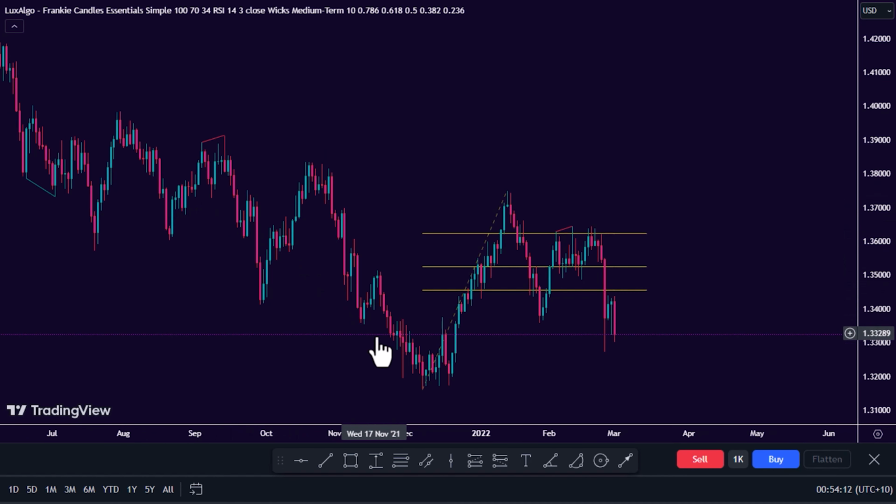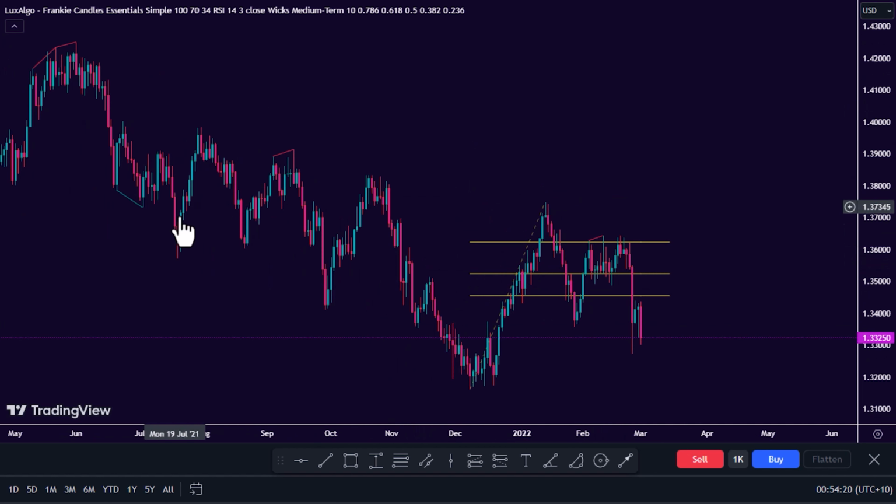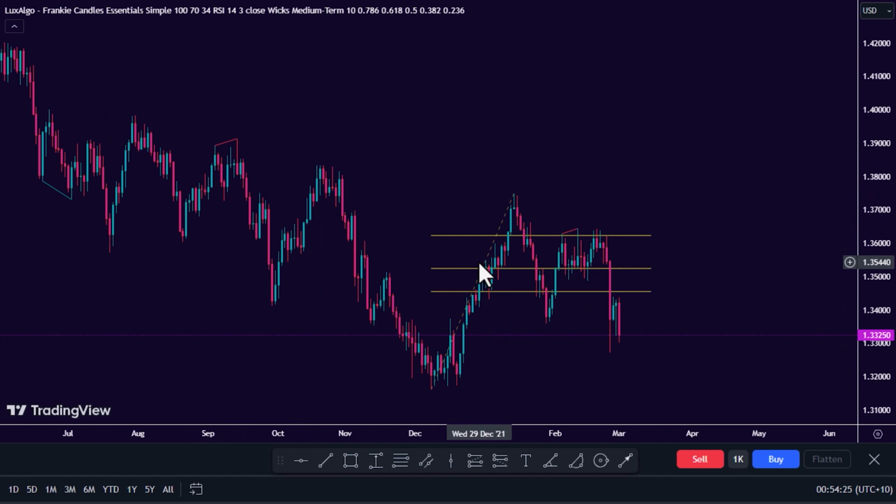How can traders use the Frankie Candles Essentials Retracement Golden Pocket System to initiate sell entry in the market? First, watch out for a bearish trending market. Step 2. Watch out for the price to swing lower into any of the 0.786, 0.618, and 0.5 retracement levels.